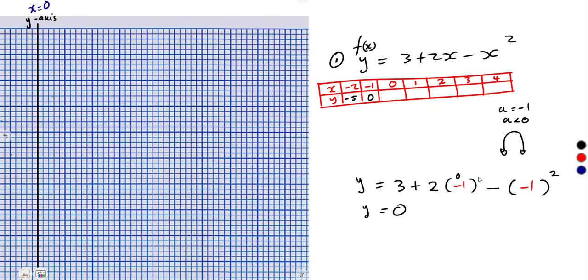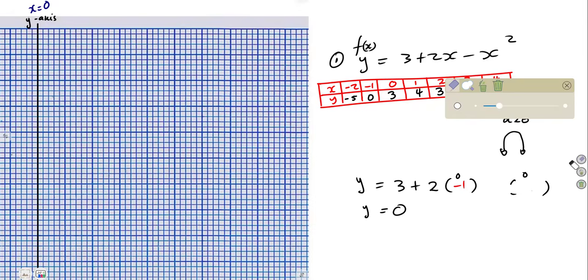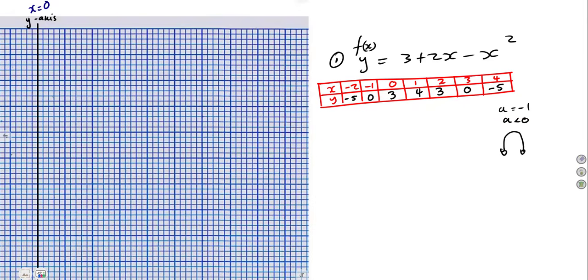On x is 0, you do the same thing. Put 0 there, guys. Okay. Your y values are going to give you 3, and this was going to be 4, and this was going to be 3, and this was going to be 0, and this one -5. So after that, you can draw or plot the graph that you are given. Definitely, they are going to give you a scale to use or to apply in that presentation.